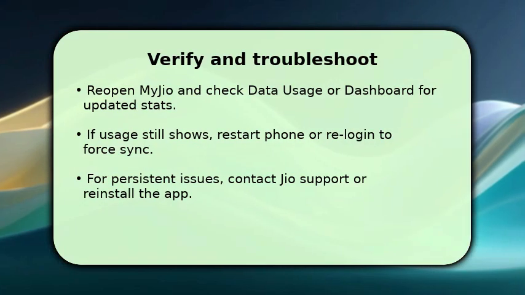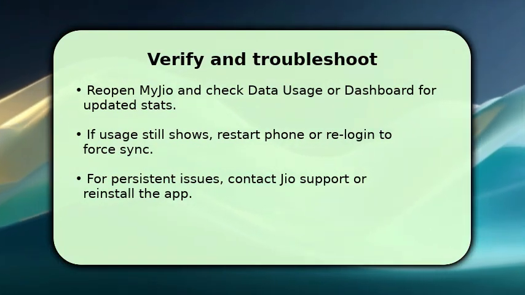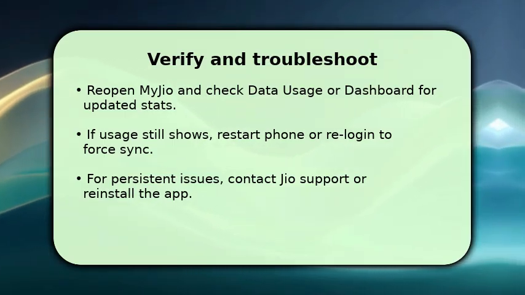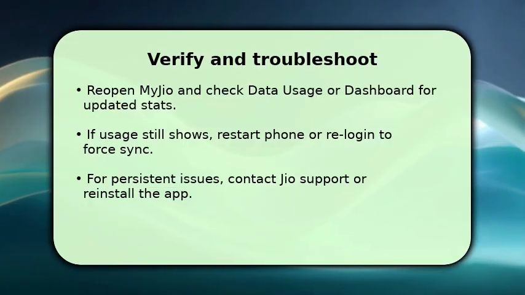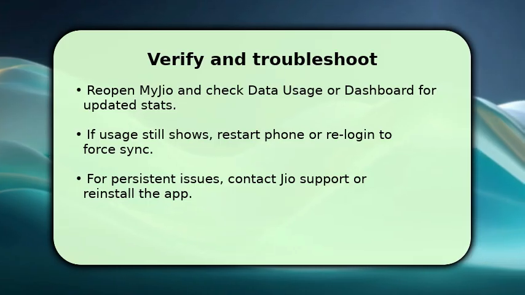Finally, reopen Myjio and check the data usage dashboard to verify that numbers reflect the cleared cache or reset. If the app still shows old usage, make sure to restart your phone and then re-login. That forces a fresh sync with Geo servers and often resolves stale displays.